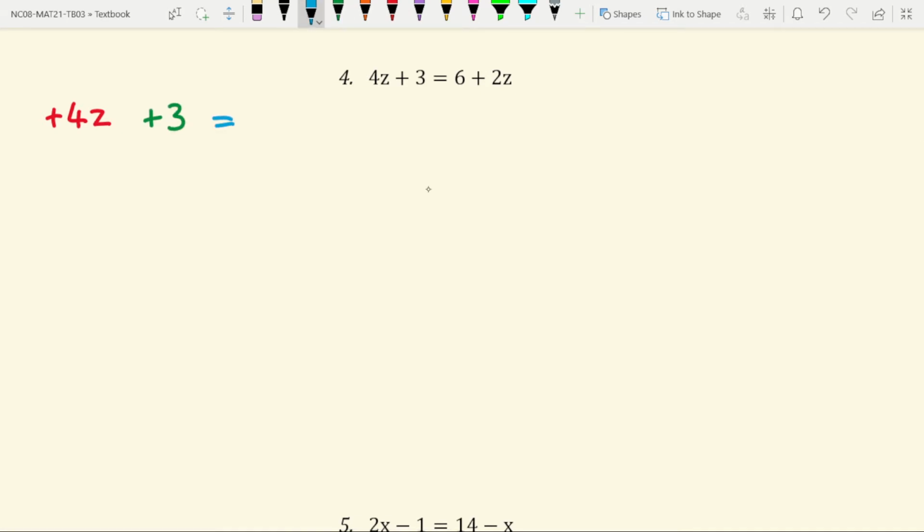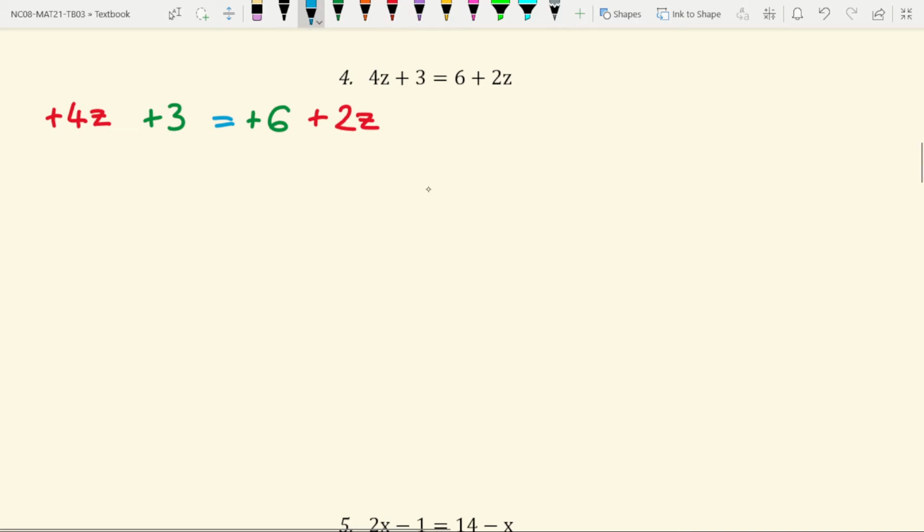Next is the equal to sign. Next one is plus 6, which is a known term, a constant. And lastly it is plus 2z. So the first step should always be identifying the terms along with the symbols.